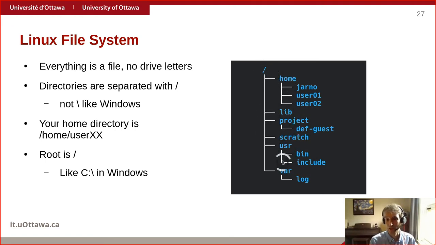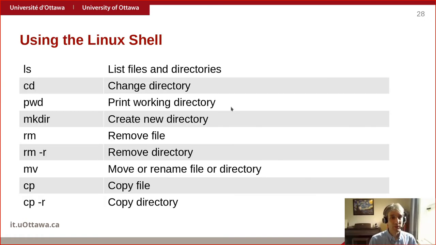And you have all these different subdirectories that are part of the Linux file system. So to use this, we have a list of commands. So ls, that's a very important one because that lists all the files and directories in your current directory. So when you log in for the first time, you will be in your home directory, which is slash home slash user and then two digits. Cd allows you to change directory. So that allows you to navigate up and down in the directory structure. And if you want to know where you are, you can type pwd, which stands for print working directory.